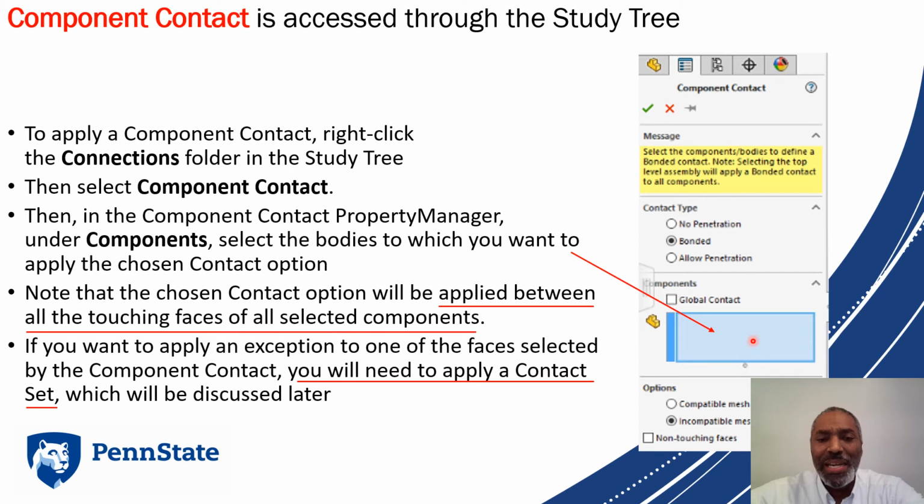In this component contact property manager, under the components, you can select the bodies that you want to apply the chosen contact option to. This chosen contact option will be applied between all the touching faces of all selected components. So you put your parts in here, and then it'll search out which things are touching, and then it'll apply either no penetration, bonded, or allow penetration to all of those surfaces. Now, if there are some surfaces on some of those parts that you want to have something different than what you set here, then you will need to apply a contact set, which we'll talk about in a bit.